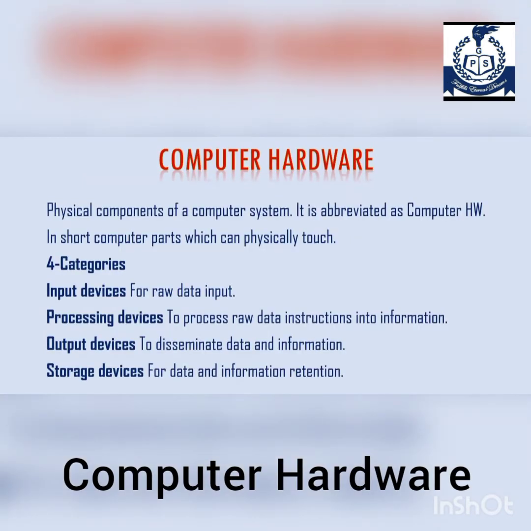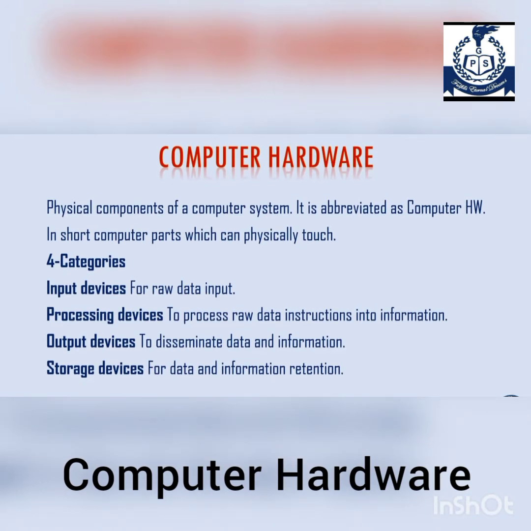Computer hardware is the physical components of a computer system. It is abbreviated as computer HW or HW. In short, computer parts which we can physically touch.